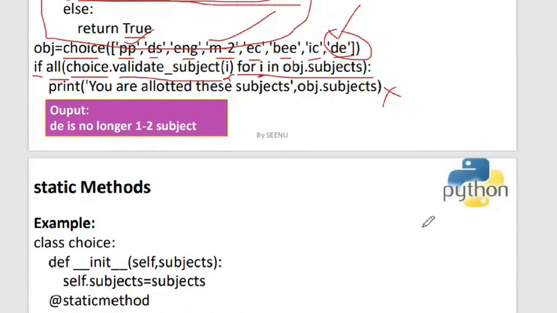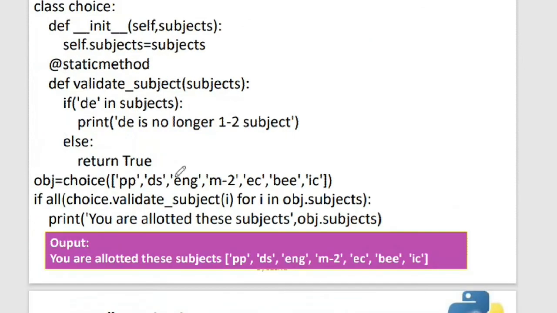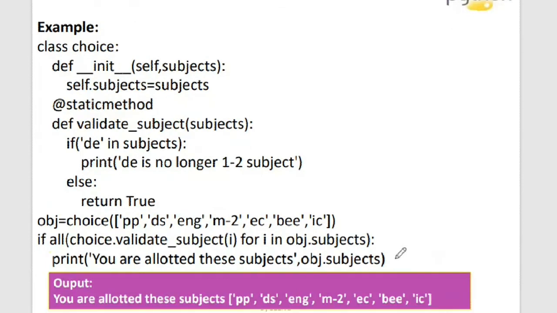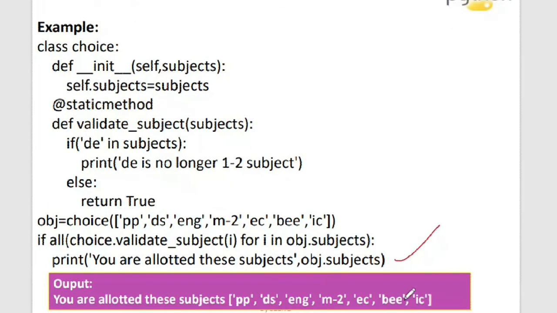Now, when I remove DE from the list of subjects, it says you are allocated these subjects for your 1-2 and all that. So here I am showing you this one, because there is no DE over here. This if condition will never become true. Every time one subject is passed and we are getting True for all the subjects. So that's why the condition becomes true, and this statement will execute. You are allocated these subjects, and obj.subjects will be printed over here.